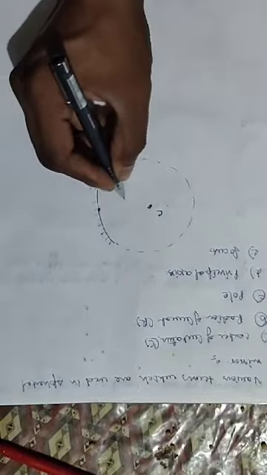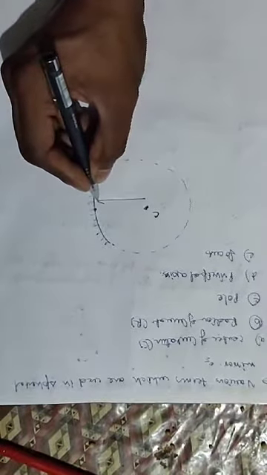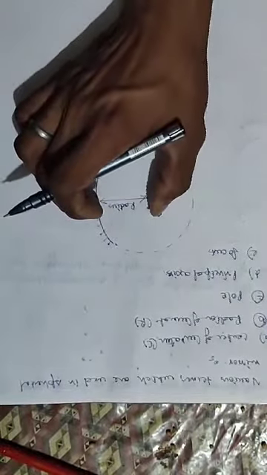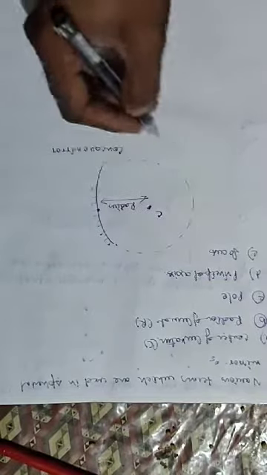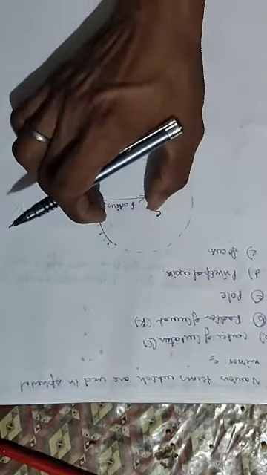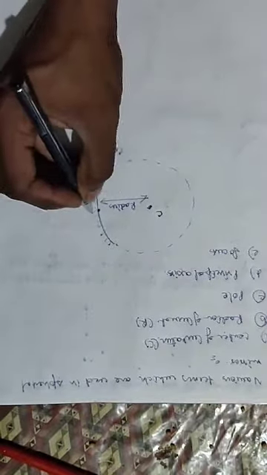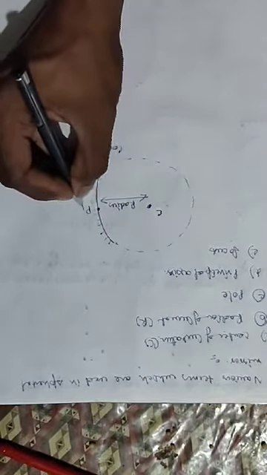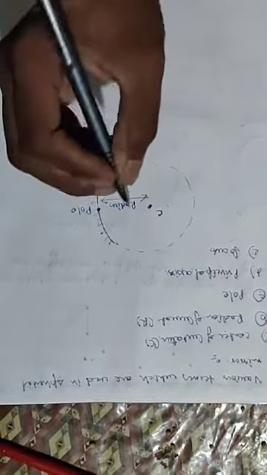And the distance between this mirror and center is called radius. So this is radius of curvature, means what is the radius of this curvature, so this one is the radius of curvature. And the center of this mirror is called pole, so this is pole.